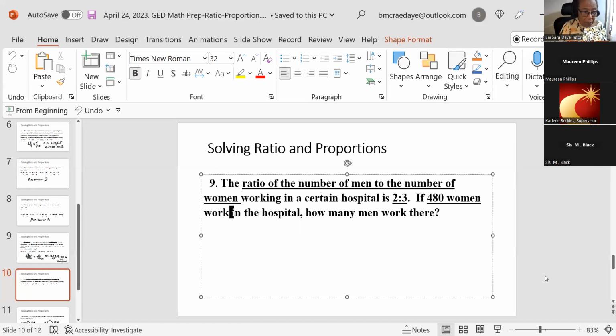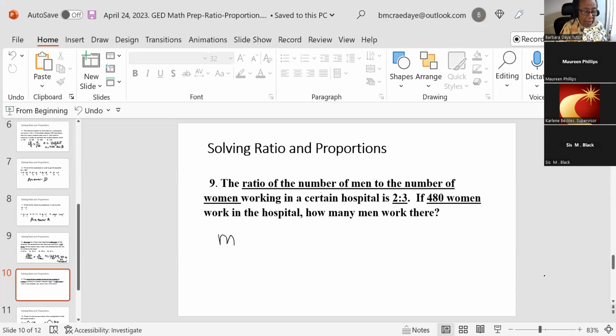If you think you're gonna get them mixed up, then put what they are. In other words, put men over women. If you think you might get them mixed up, write them down: ratio of men to women, and this would be 2 over 3, right? Yes. And what are we looking for? We're looking for men, so I'll call that M over 480, that's women. Now solve for M, Mercedes.